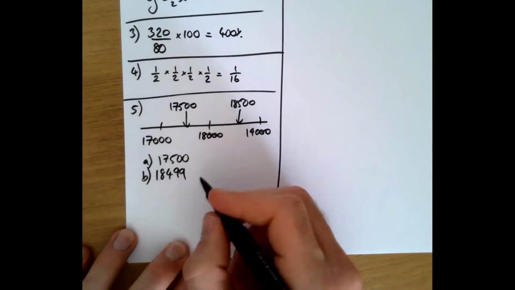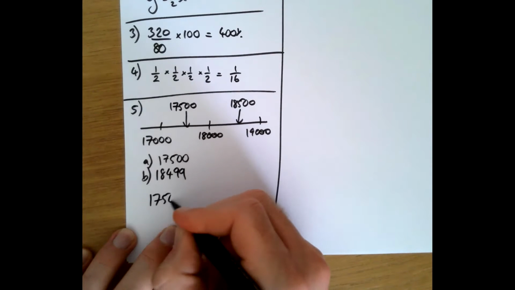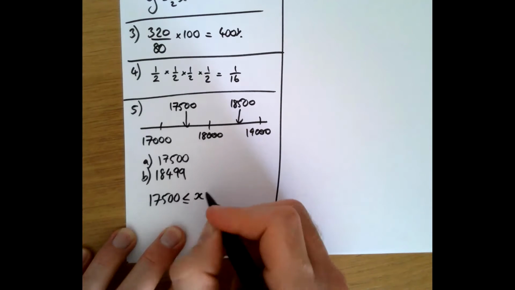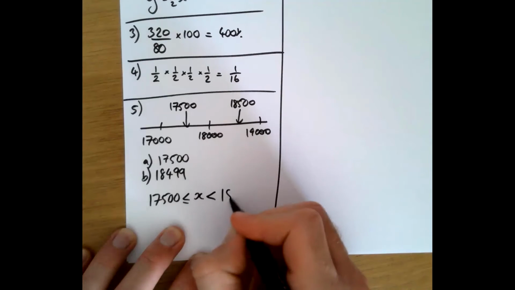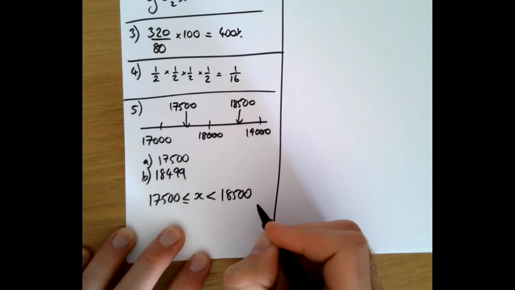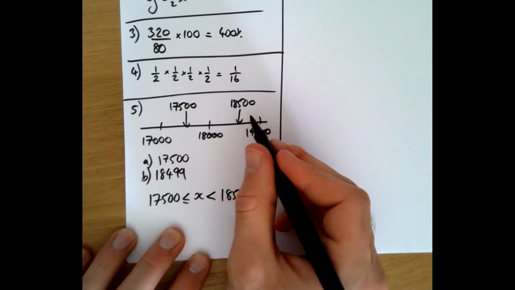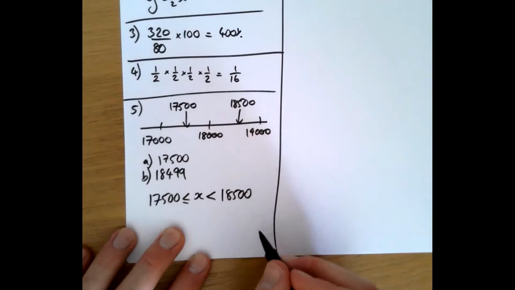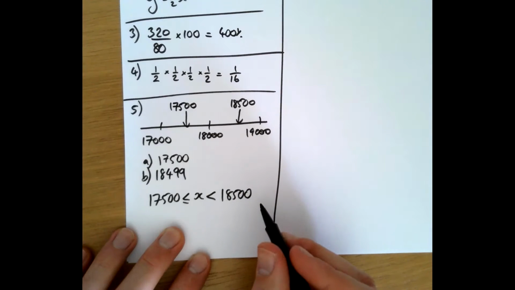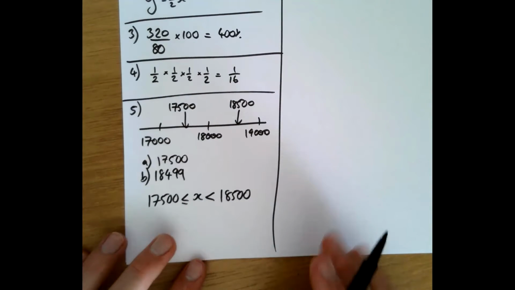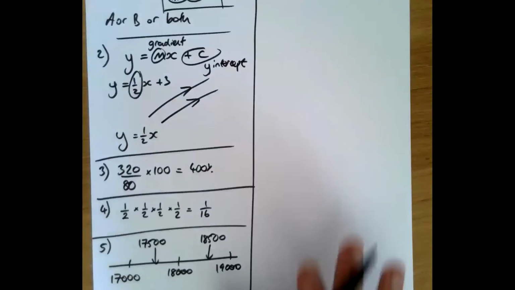For example, what they often ask you to do is something like this. So it's bigger than or equal to 17,500, but less than 18,500. So usually those two numbers just come from your number line. But because we've got people, if it has to be less than 18,500, in effect, the maximum number of people is going to be 18,499. Hopefully that made a bit of sense.